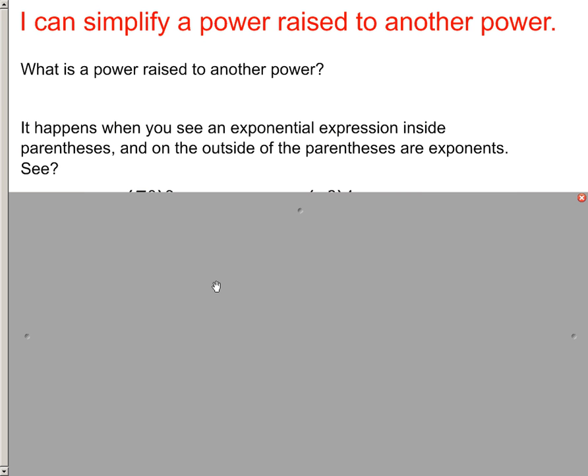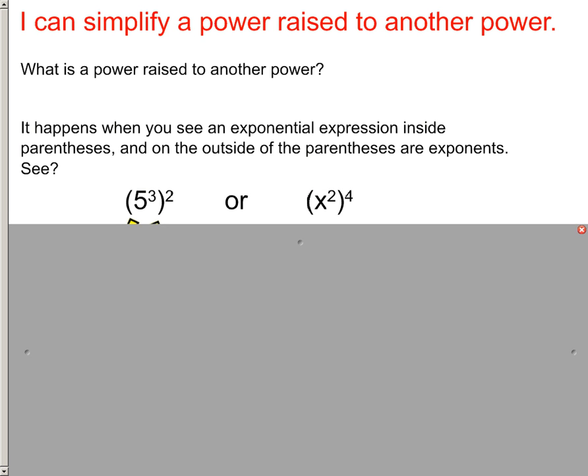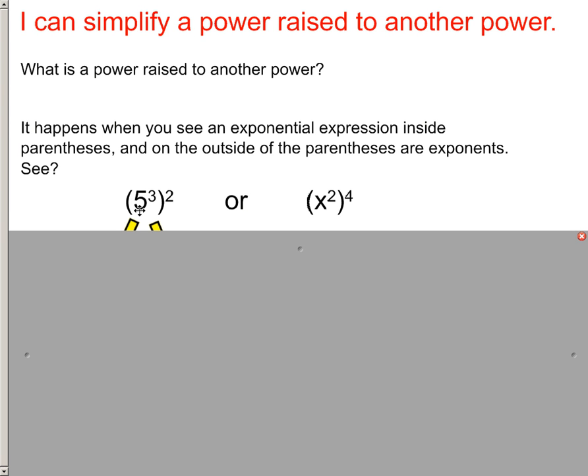It happens when you see an exponential expression inside parentheses, and on the outside of the parentheses are more exponents. So it looks like this. See this exponential expression right here? You have a base and an exponent, and it's all in parentheses. On the outside, there's more exponents. That's what we say is a power raised to another power.